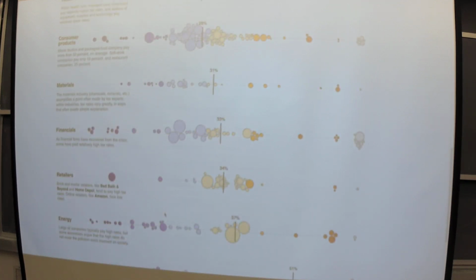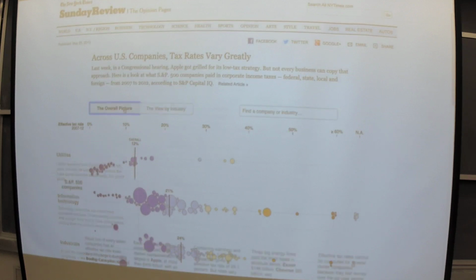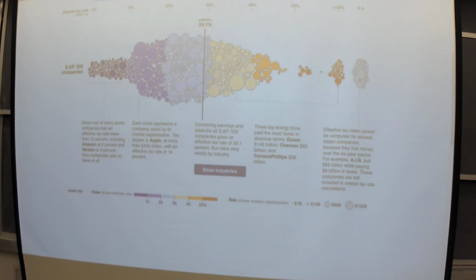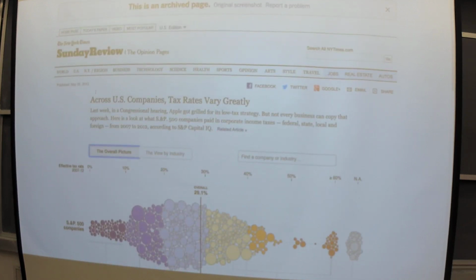So I think this is quite a nice visualization, and it also comes with pretty rich context and gives you detailed information. It also has some metadata, including the overall average tax rate for these companies. This is a little bit older, from 2013. So I'm curious what this is post-tax cut.